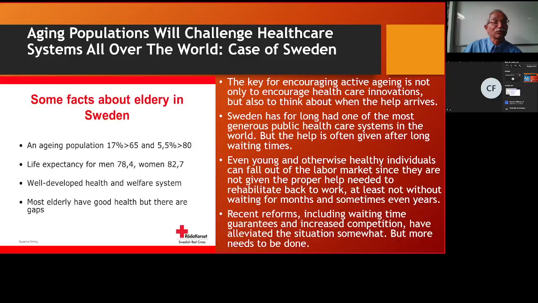So, some facts about elderly Sweden: aging population 70%, and 5.5%, 80%, life expectancy 78 for men, 82 for women. A well-developed health and welfare system, most elderly have good health, but there are gaps. Sweden has for long had one of the most generous public health care systems, and now they cannot afford it. And this is where the problem is coming up for Sweden.